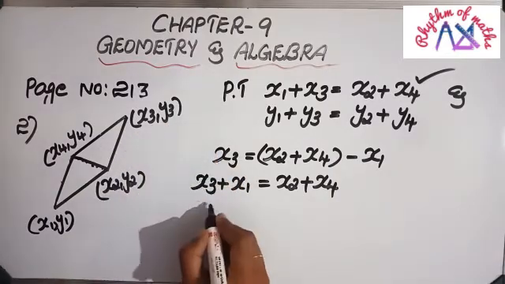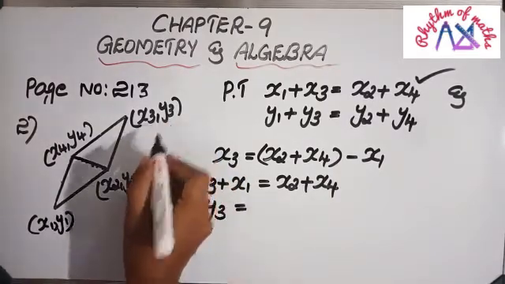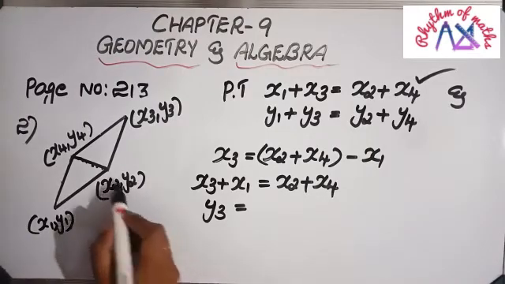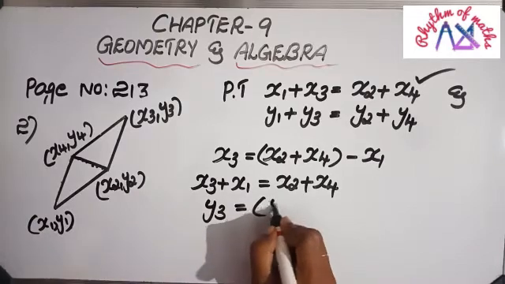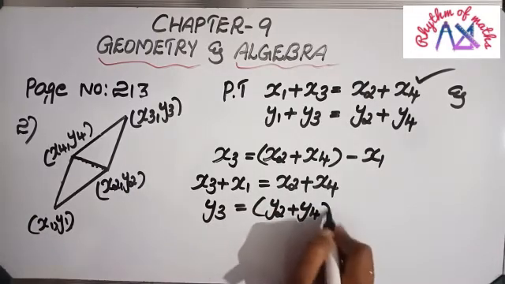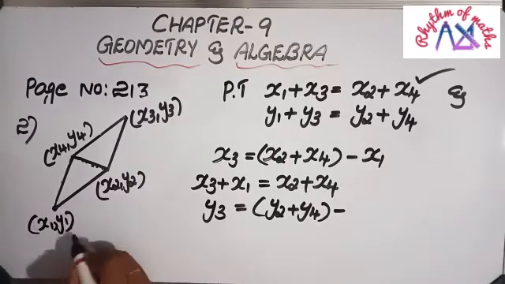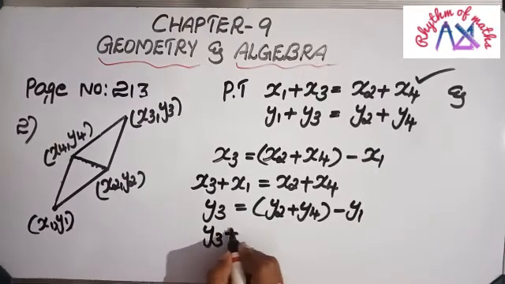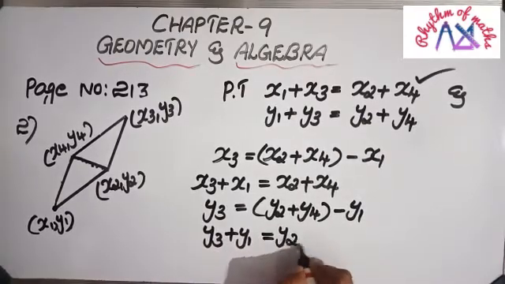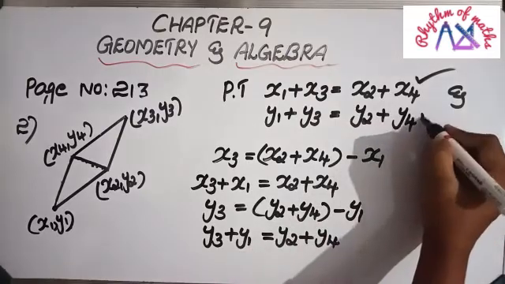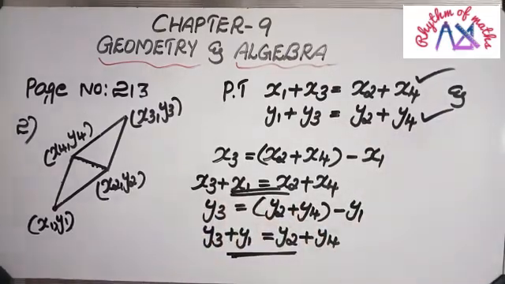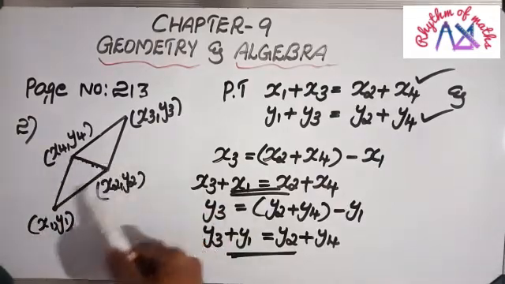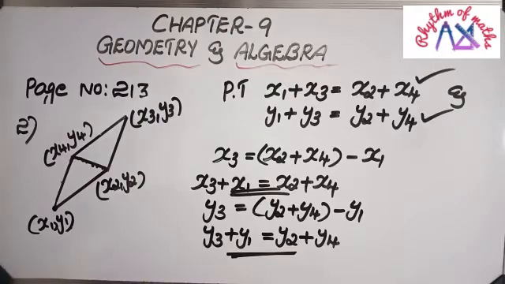Similarly, next coordinate, that is y3. How we will find y3? Sum of y coordinates in the diagonal minus y coordinate in the corner point. So y coordinates are y2 and y4. So y2 plus y4 minus y coordinate in the corner point, that is y1, minus y1. Now take this minus y1 to this side. So y3 plus y1 equal to y2 plus y4. So second proof also we got. Okay, this is the answer. Directly we can find just by considering the diagonal and one corner point. So second one's answer is also over.